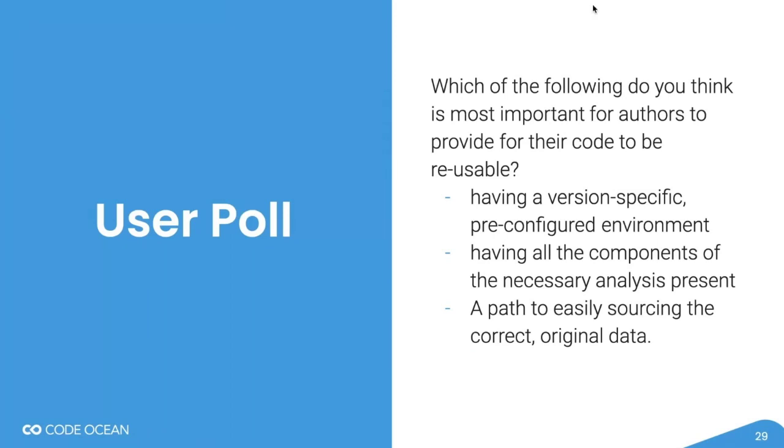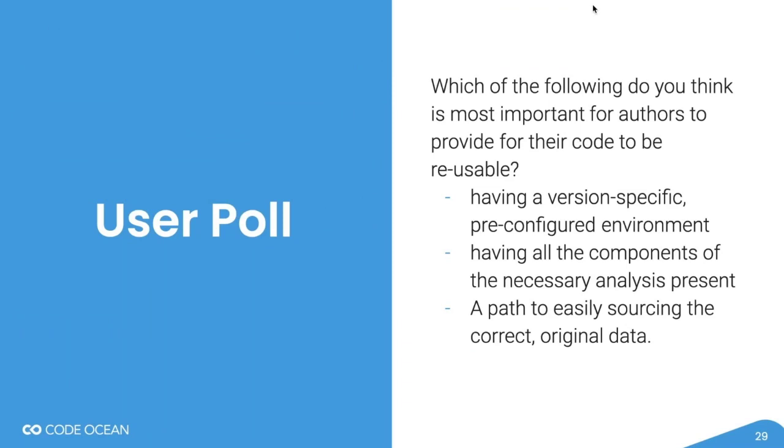Okay, perfect. We've just ended the poll and it seems like a lot of the audience has voted either between having a pre-configured environment and having all the components of the necessary analysis present, which is definitely components that are difficult to replicate if you do not have prior knowledge. I see some other audience members have also voted for providing a path to the correct original data, and I definitely sympathize that all components are necessary.